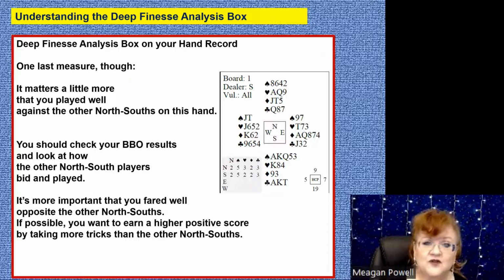All right? So if you have any questions about this, feel free to ask, but try it out for yourself. Take a look at the deep finesse boxes on the boards you play by going back into Bridge Base and checking out a game in which you've just participated. But questions, feel free to ask.